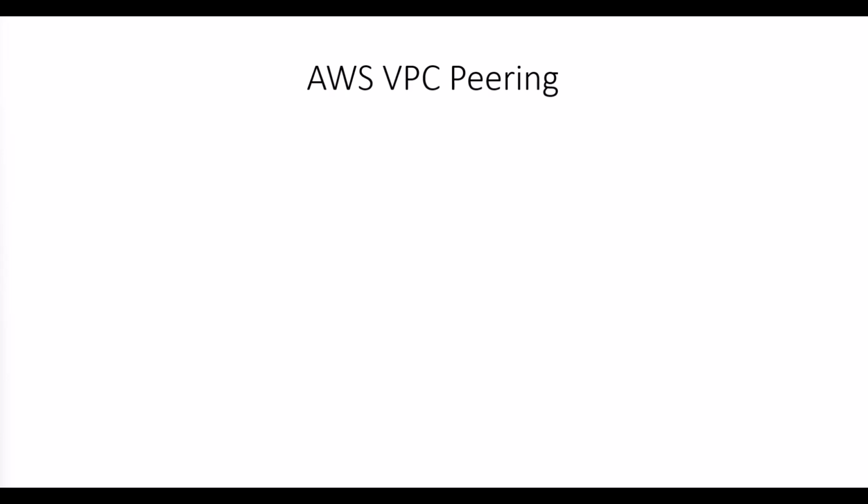One of AWS's easiest services to set up is VPC Peering. In this video, we'll do a quick walkthrough in setting up a peering connection between two regions, and then we'll do a little test at the end.